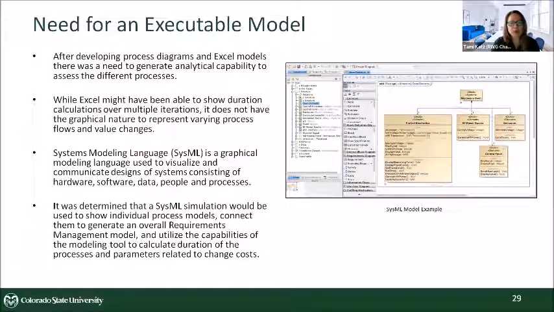So I was able to get a tool through CSU that allowed me to build up a model, run some simulations, and compare task hours of different things over different parameters, like number of changes or amount of documents, and then see how process one, document-centric, would compare versus data-centric.